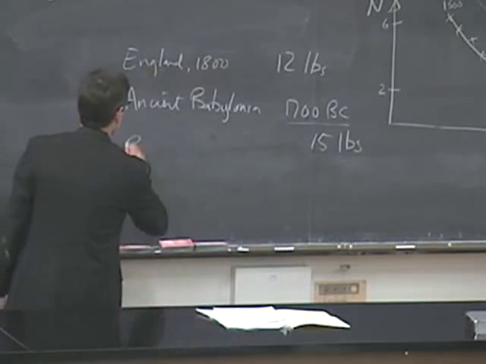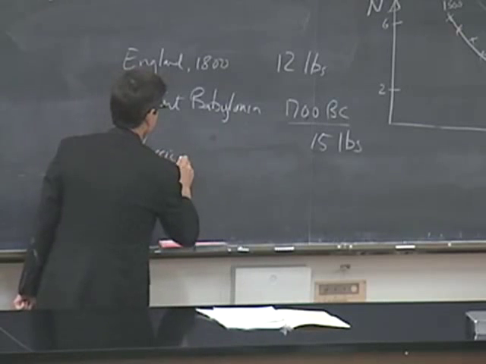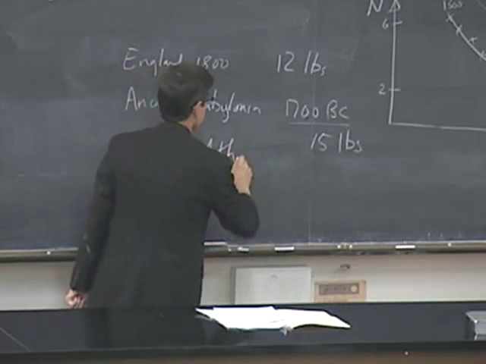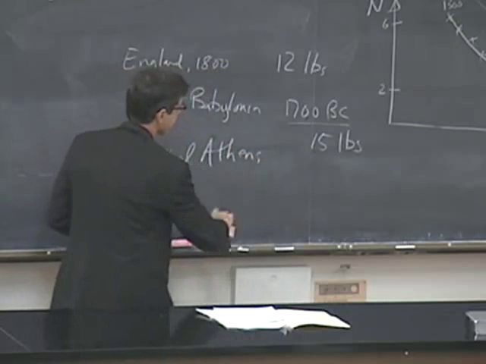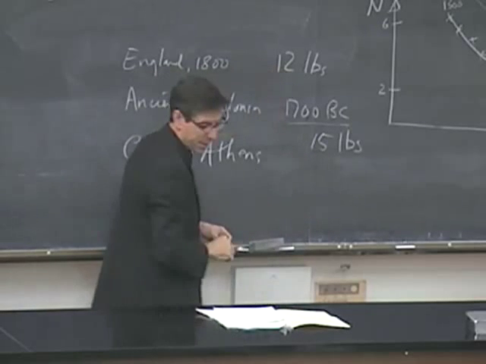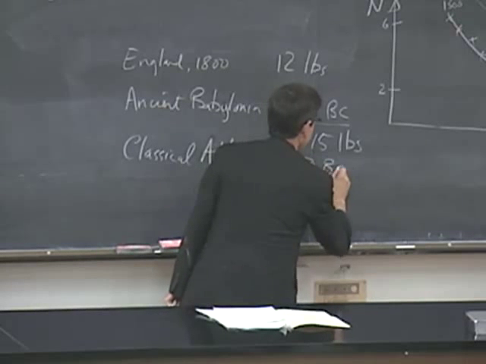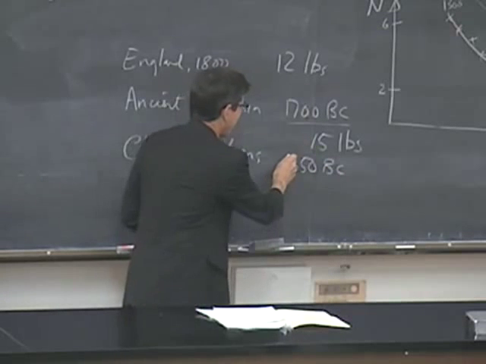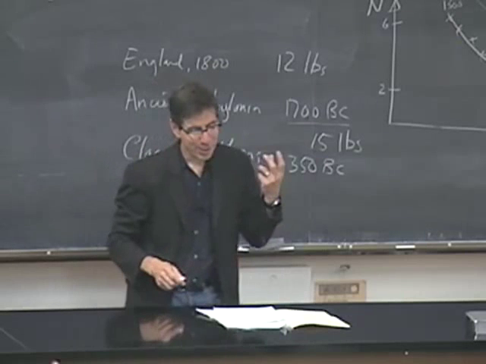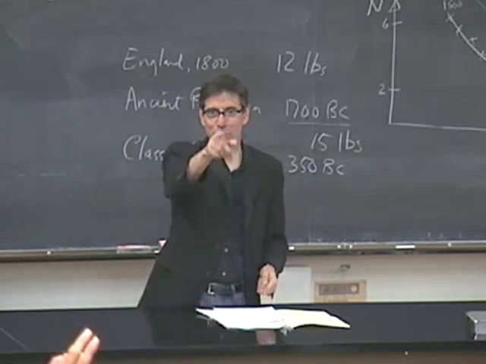The other early society that we get some information from is classical Athens. And that information is from around about 350 BC. And here, what we're dependent on, question over here.